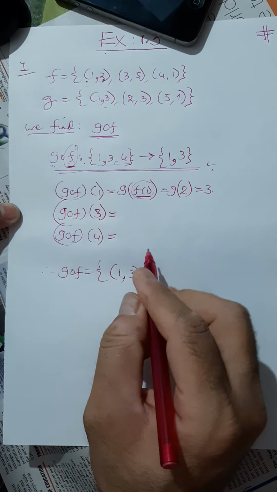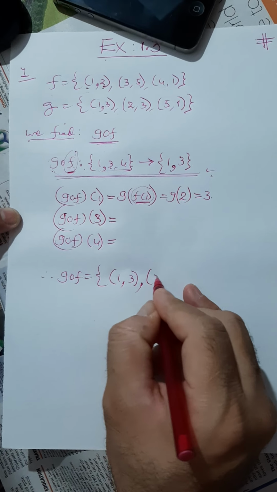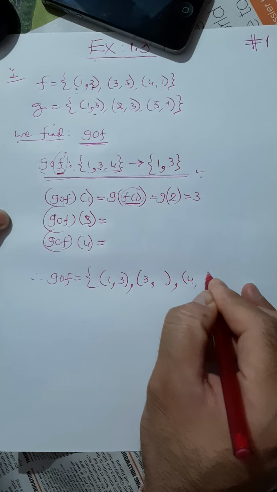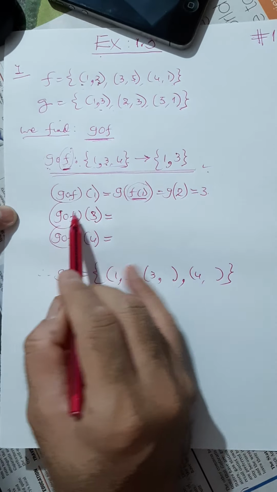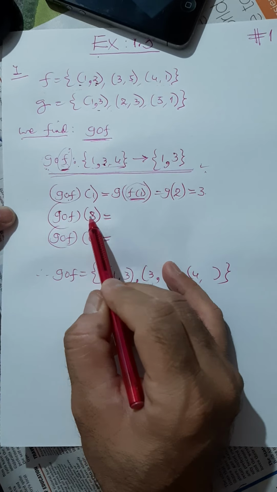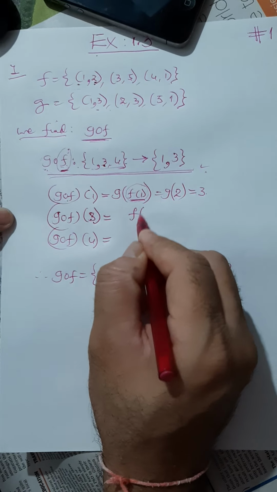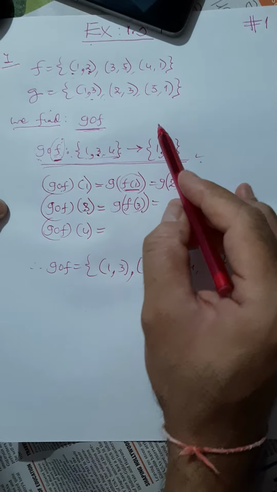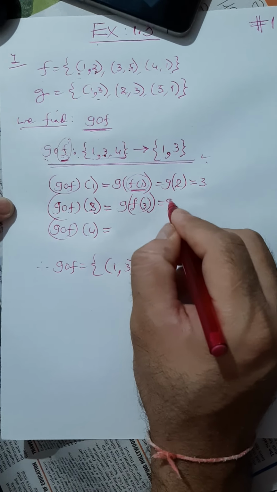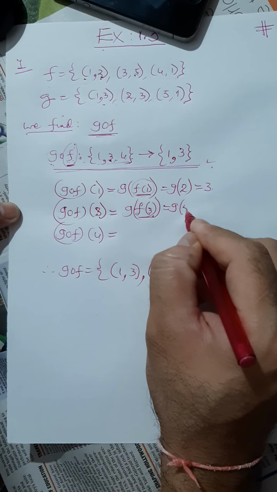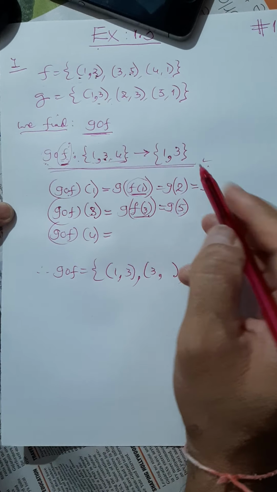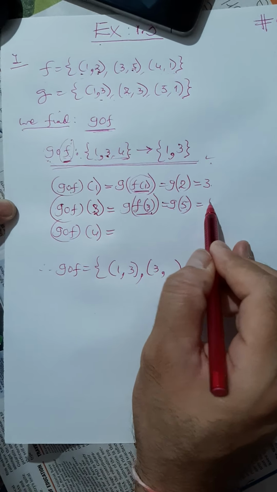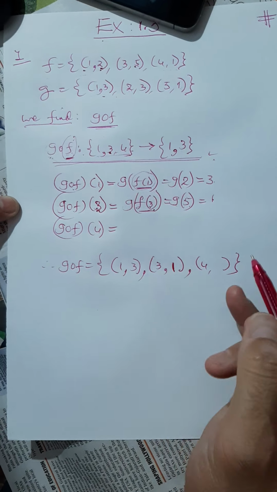You have 3 ordered pairs. Next ordered pair will be 3 comma something. Next ordered pair will be 4 comma something. Now for 3, you are going to apply first f and then g. What is f of 3? It is 5. Now you are going to apply g. What is g of 5? It is 1. So 3 is associated with 1. So 3 comma 1.